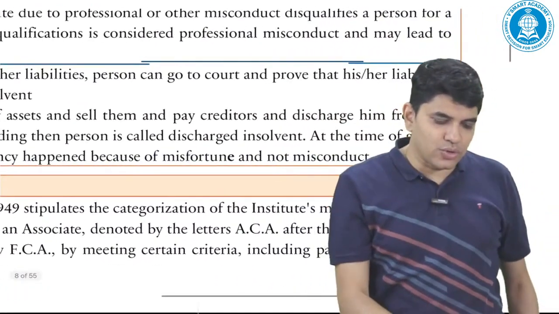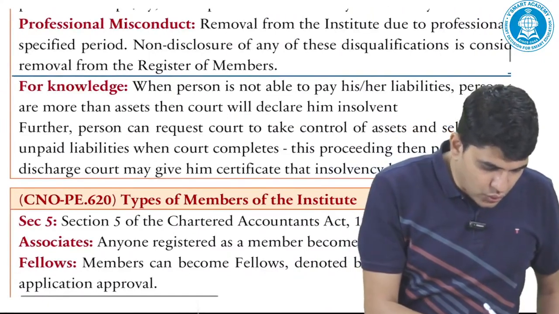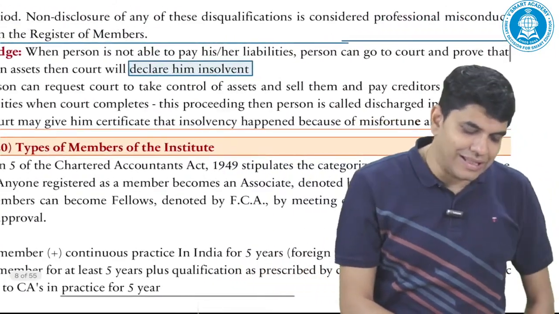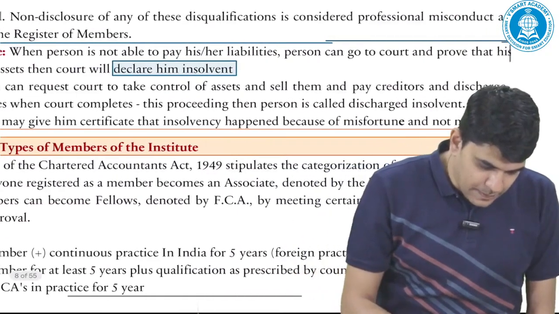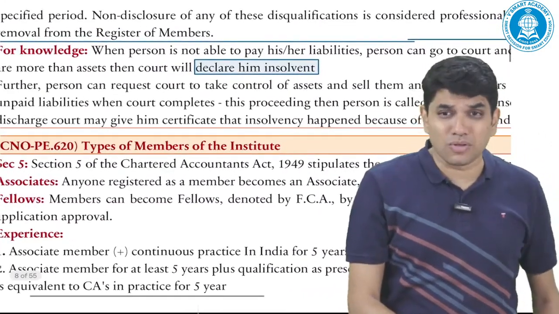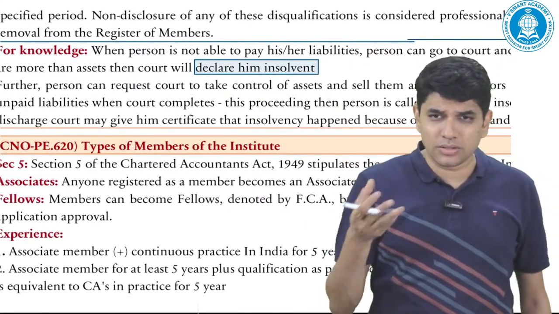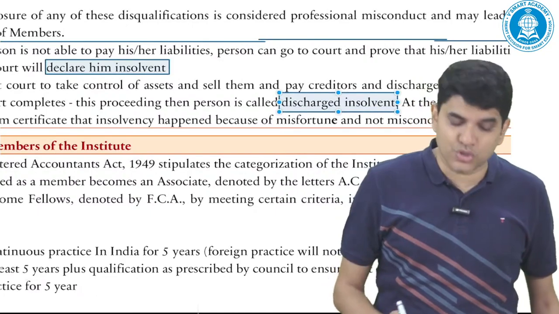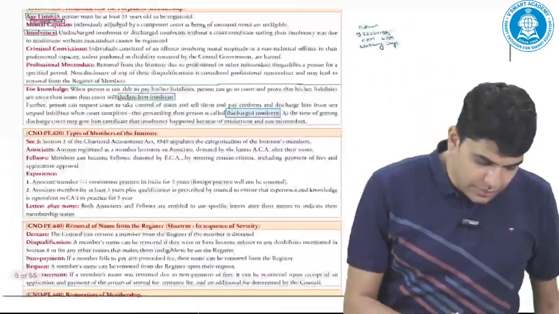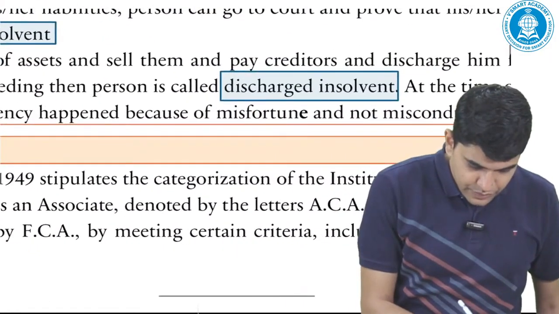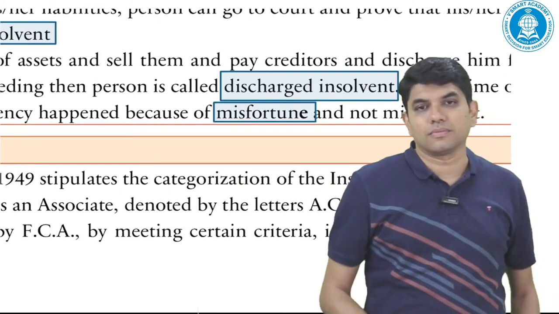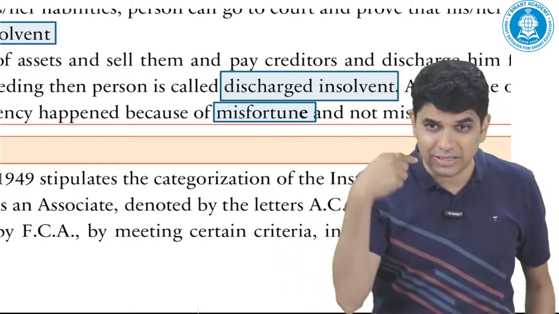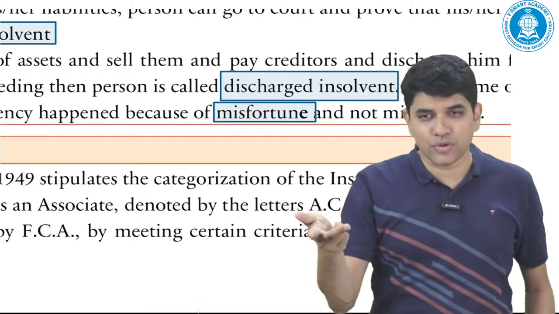Not able to pay his liabilities, a person can go and prove his liabilities. The court will declare him insolvent. Further, he can request the court to take control of the assets, sell them, pay creditors and discharge him. So he can go to the court and say, please declare me insolvent, and tell people that there are serious issues with my financial things. If the assets are sold off and liabilities are paid, it's called a discharged insolvent. The court may give him a certificate, a certificate of misfortune. So three things. First, he is declared insolvent. Then he is a discharged insolvent. And then he gets a misfortune certificate.